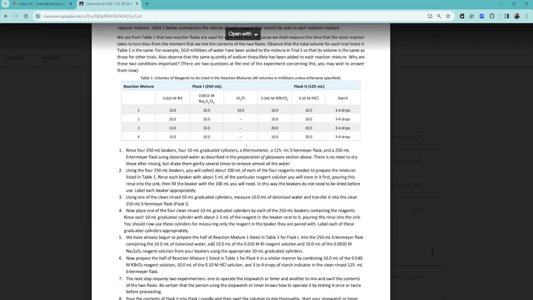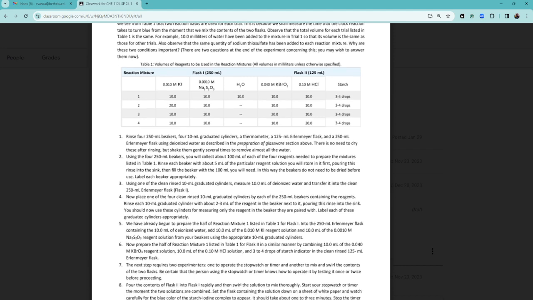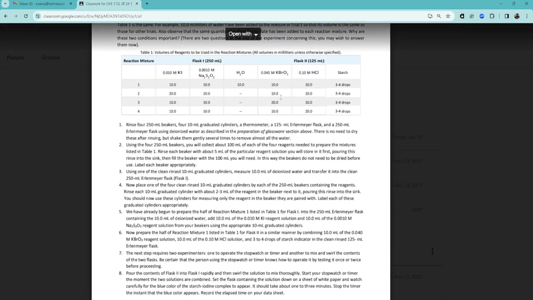Once we mix them together, the reaction is going to start to occur. So in each one we're changing one of these components. Actually, we're not changing the S2O3; we're changing the KI, the bromate, and the HCl. But you should notice the final volume is the same, about 50 mL more or less total.